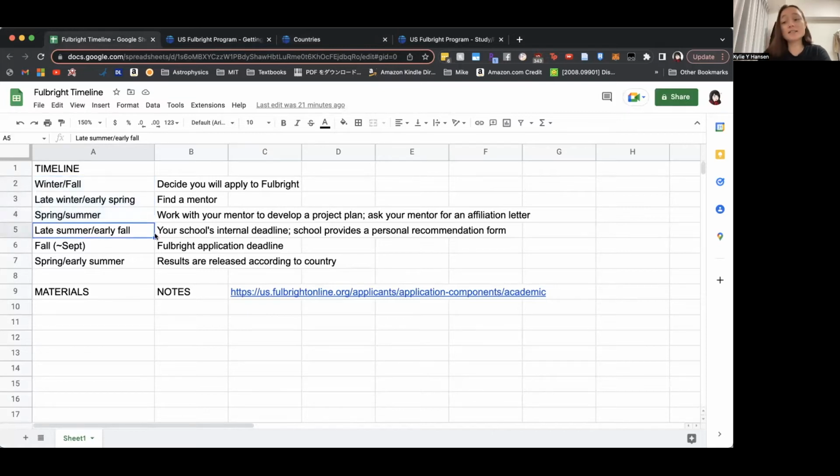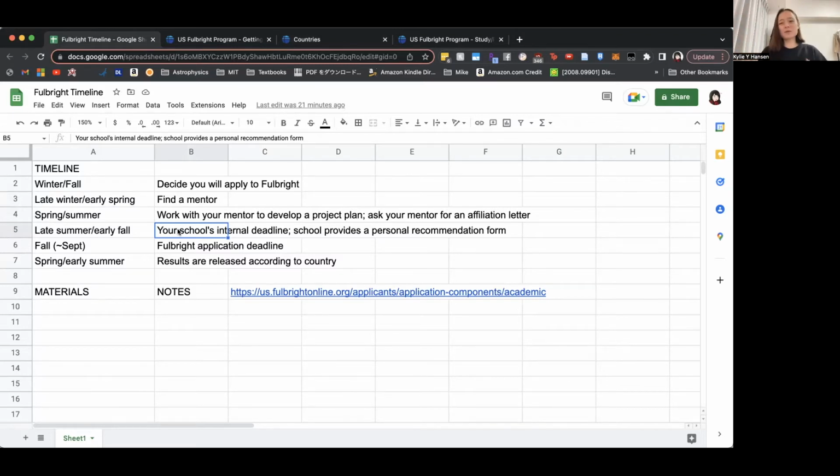So the next one is in late summer / early fall. This will often be your school's internal deadline. So for the Fulbright application process, oftentimes, if your school has some relation to the program, they will have an internal deadline set where you provide all of the materials you have so far to the school, and then they will fill out a personal recommendation form for you for Fulbright. So it's basically a form that the school will fill out with some of your information saying that, we recommend this person for the Fulbright program.